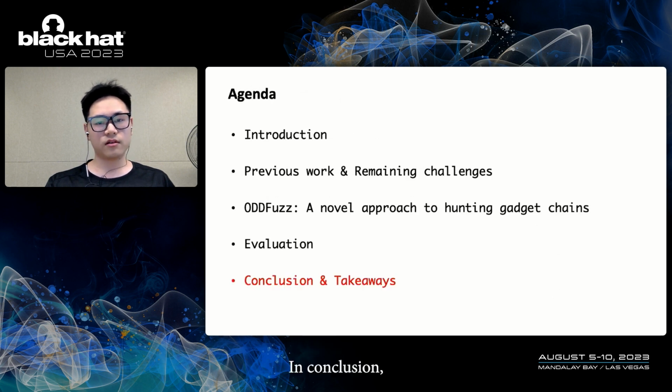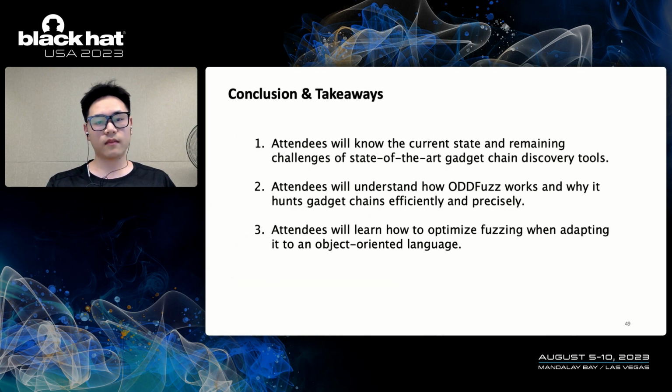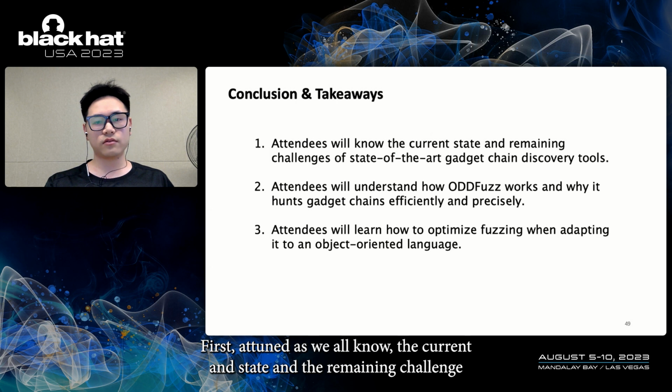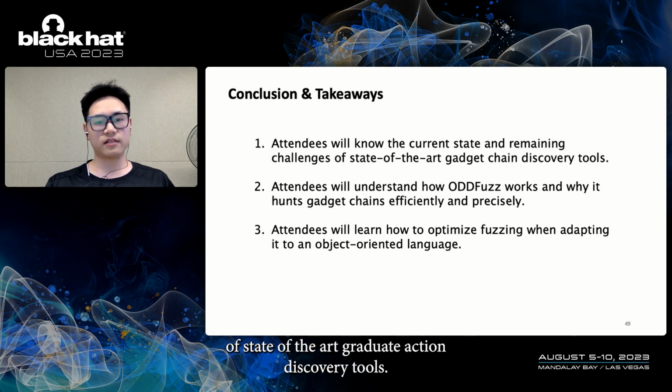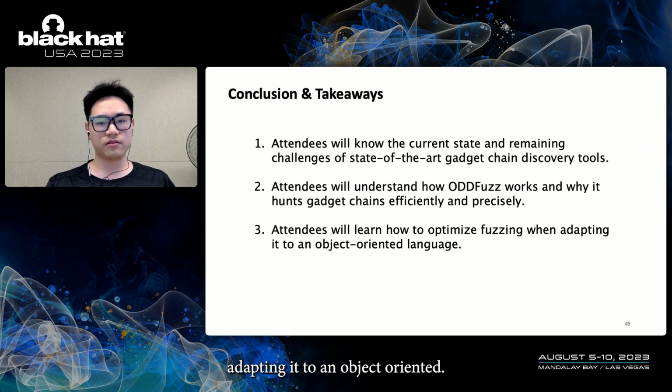In conclusion, this talk provides the following takeaways. First, attendees will know the current state and the remaining challenges of state-of-the-art gadget chain discovery tools. Second, attendees will understand how ODDFuzz works and why it handles gadget chains efficiently and precisely. And last, attendees will know how to optimize fuzzing when adapting it to an object-oriented language.